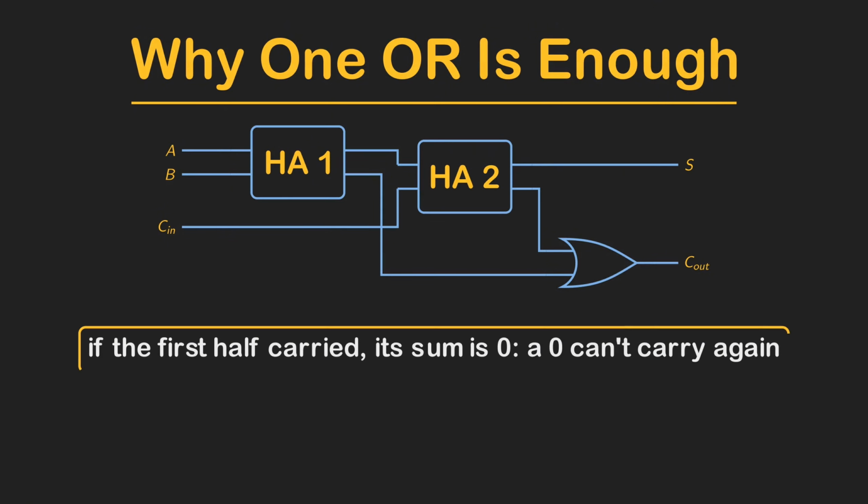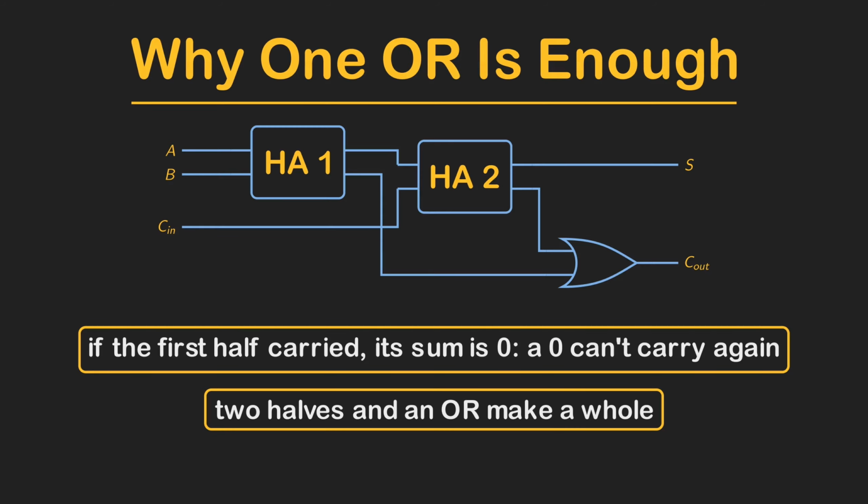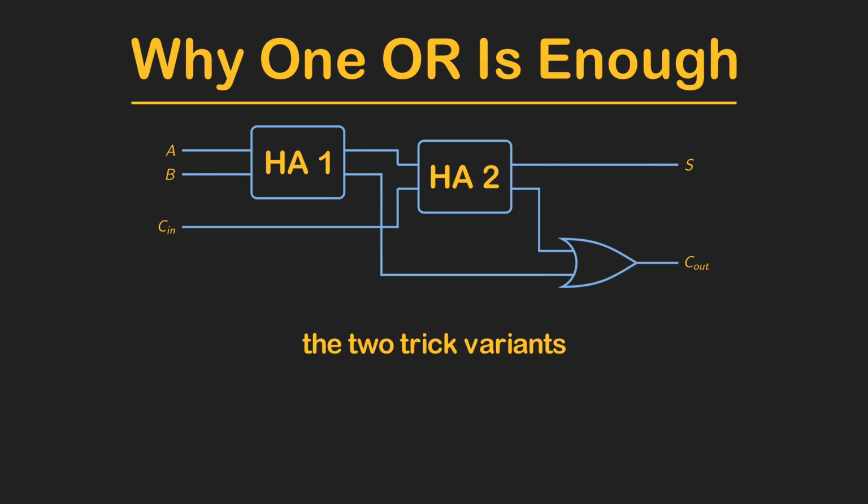First, if the first half carried, its sum is 0, and a 0 can't carry again. Second, 2 halves and an OR make a whole. When an exam asks why OR is sufficient, your brain should instantly jump to mutual exclusivity. First carry fires. Therefore, partial sum is 0. Therefore, second carry is 0. And know the 2 trick variants, because professors love them.